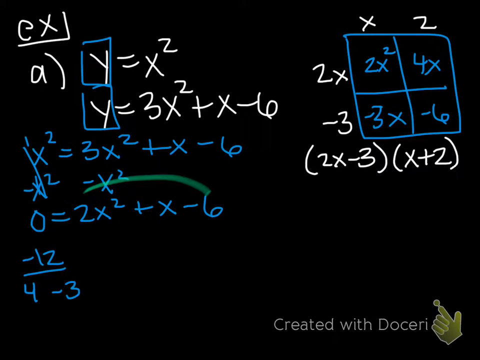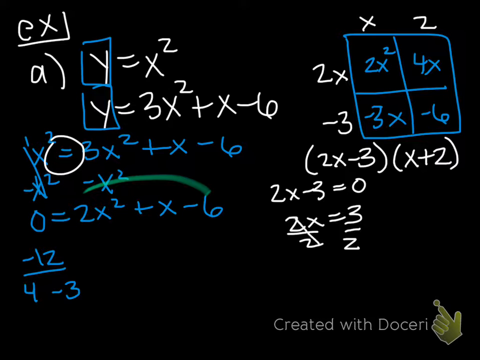And again, I need to set these both equal to 0 in order to solve because there is an equal sign in the problem. That's your indicator that you're solving. So this first one, when I set this equal to 0, I will add the 3 over, and then I divide both sides by 2. So I get 3/2. And this one, I will subtract 2, so I get the answer of -2.